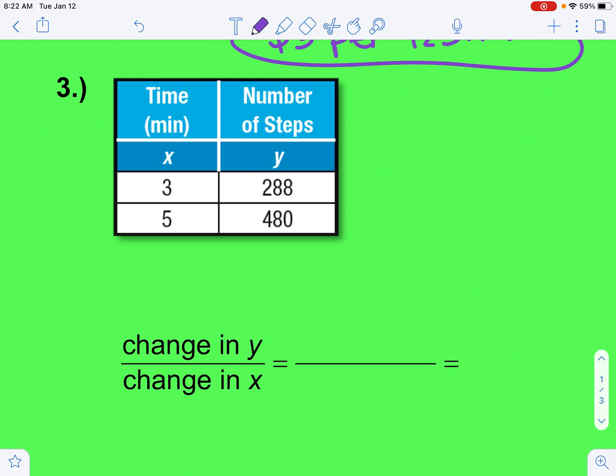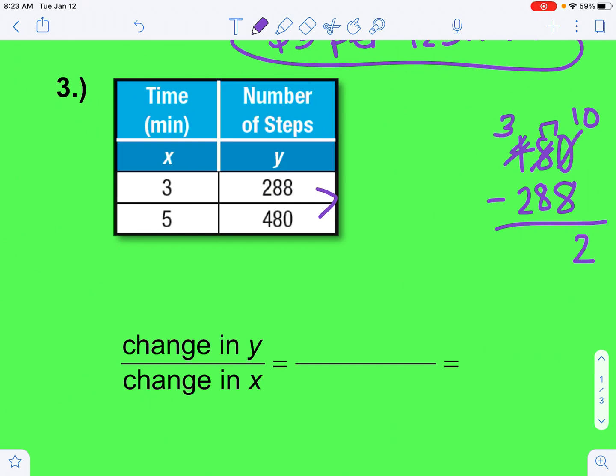Alright, so let's start with our change in Y. To get from 288 to 480, we need to figure out what we're doing. So I don't have that fact memorized. So let's take 480 minus 288. Well, we can't do 0 minus 8, so we need to regroup. 10 minus 8 gives us 2. We can't do 7 minus 8, so we have to borrow. So we're taking 17 minus 8, which is 9. 3 minus 2 gives us 1. So we're adding 192 steps. So that is our change in Y. 192 steps.